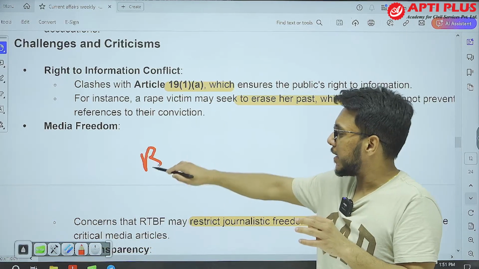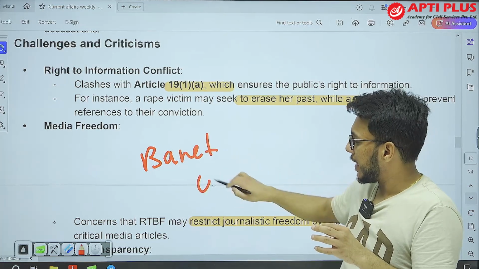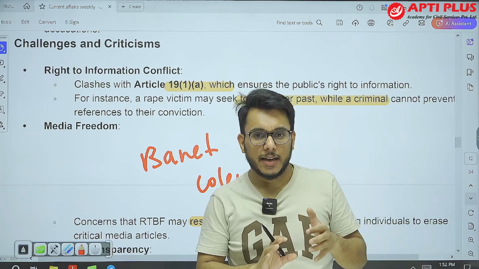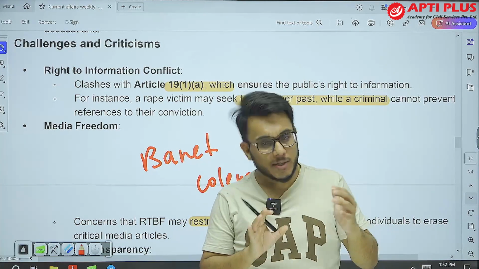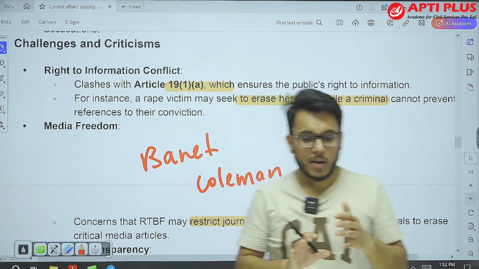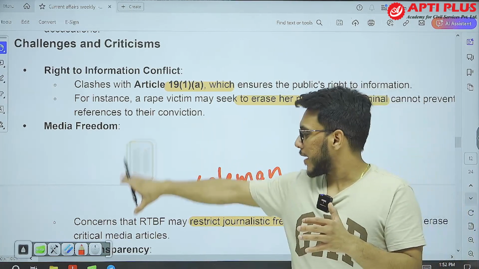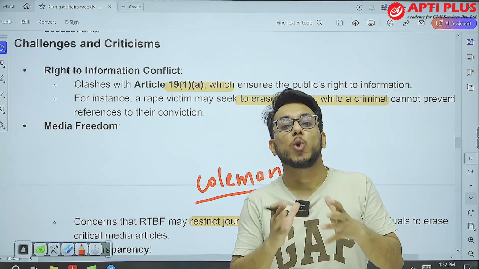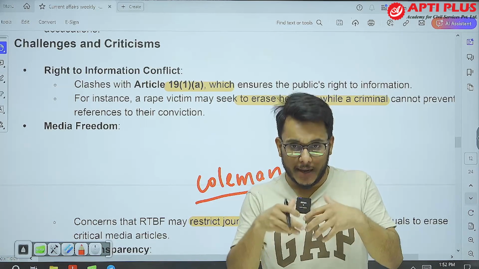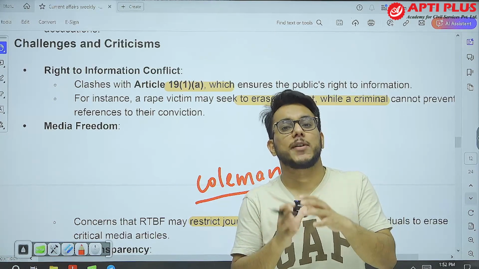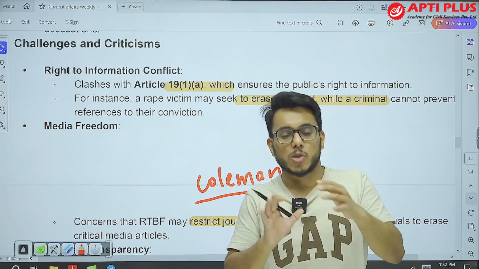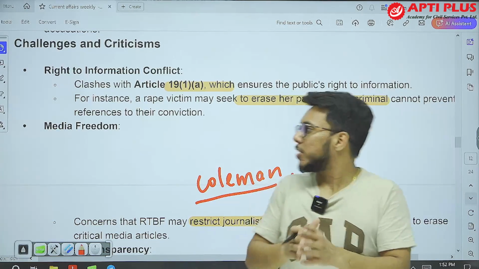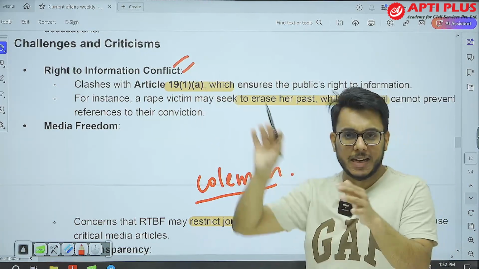In all these judgments, again I'll repeat: Bennett Coleman case, Raj Narayan case, Kulwal versus Jaipur Municipal Corporation case. In all these cases, the Supreme Court has already recognized that the right to know is intrinsic. The right to know is very crucial for the right to speech and expression, because sometimes your speech and expression might not be possible if you don't know first. So the right to know is important. Therefore, the right to be forgotten will come in conflict with that.